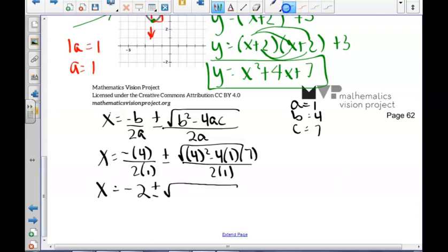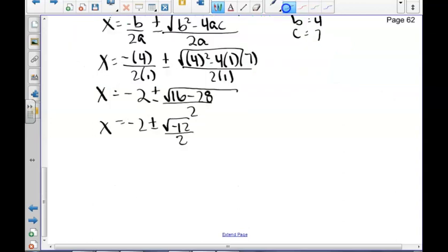Under the square root, we're going to get 4 squared, 16, minus 28 divided by 2. So x equals negative 2 plus or minus square root of negative 12 over 2. Ta-da! So we can see that under the square root, our discriminant is negative. This indeed has imaginary complex solutions. So now recall that Euler was nice enough to give us i is equal to the square root of negative 1. So moving forward, it is expected that you can write this as an imaginary or complex solution.